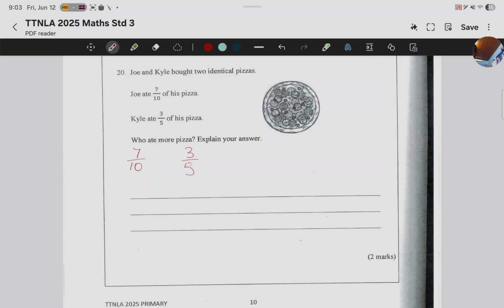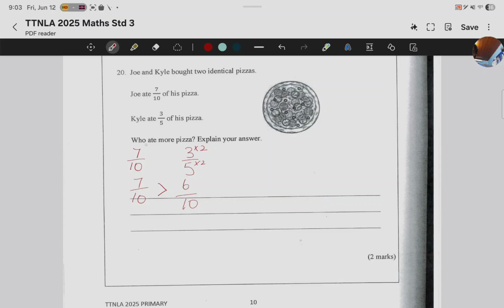So we have 7/10 for Joe and 3/5 for Kyle. Different denominators, so we want to change the smaller denominator to the same size as the larger denominator by multiplying. So we multiply by 2. Whatever we do in the denominator, we do in the numerator. So this is 7/10, and now this becomes 6 over 10. We realize 7/10 is greater than 6/10.